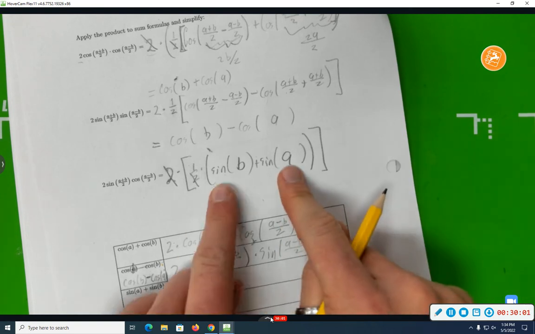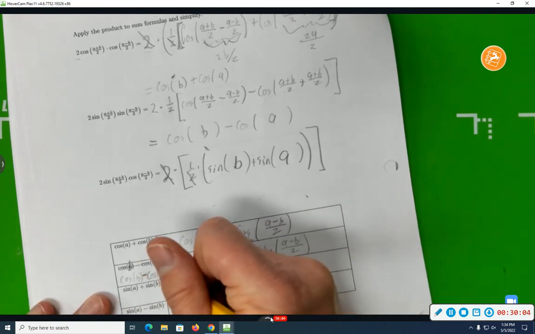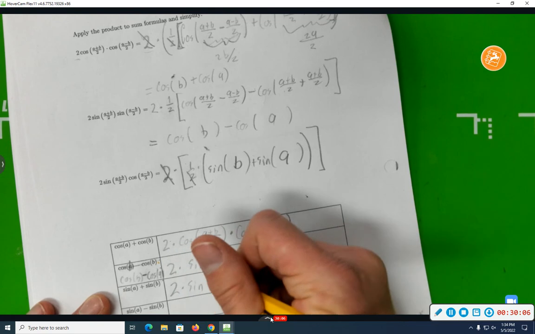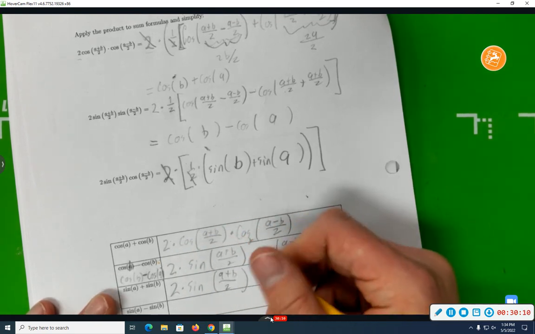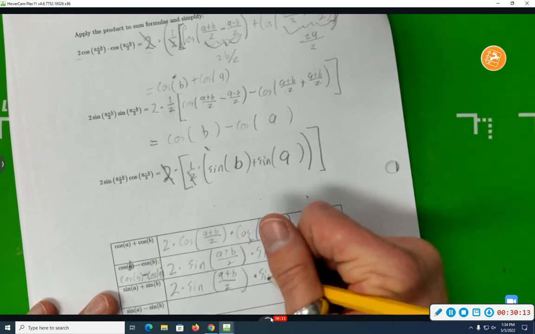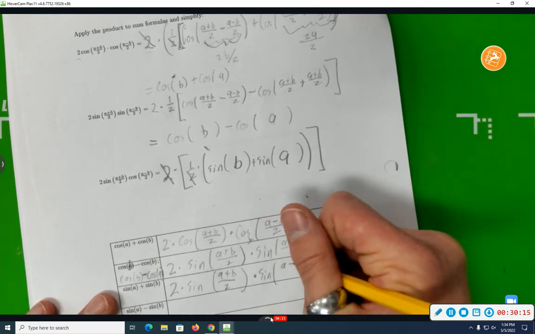Whenever you see the sine of A plus the sine of B, you can replace it with 2 times the sine of the average times the sine of the difference over 2.